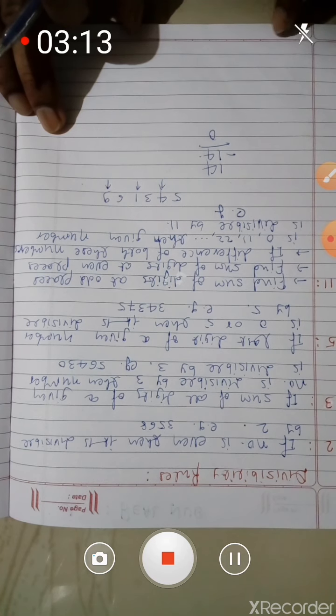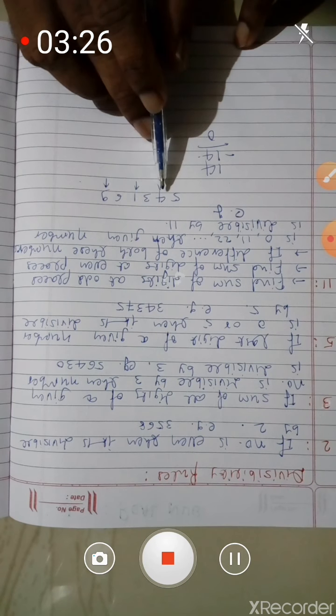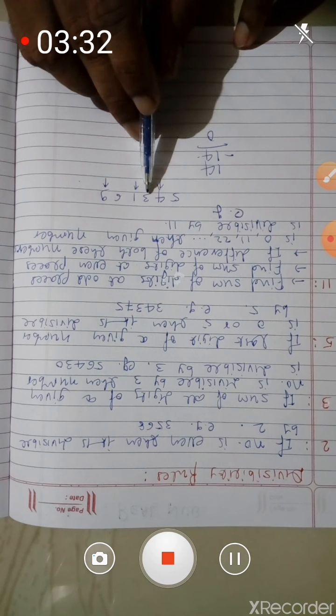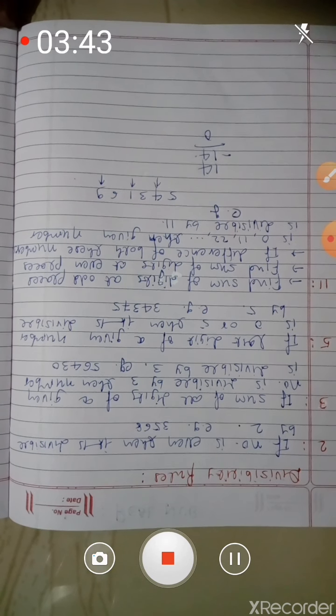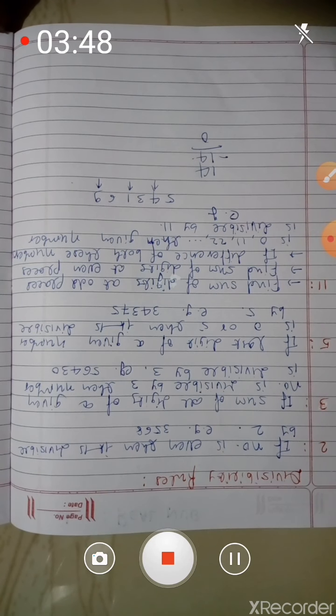I have given one example: 5, 4, 3, 1, 6, 9. Now make the total of all the digits at odd places. So 9, 1 and 4. 9 plus 1 is 10, 10 plus 4 is 14. Now the remaining digits' sum is 6 plus 3 is 9, 9 plus 5 is 14. So the sum of digits at odd places is 14, and at even places is 14. The difference of both these sums is 0, so this given number is divisible by 11. You have to remember the rules of 3 and 11 carefully.